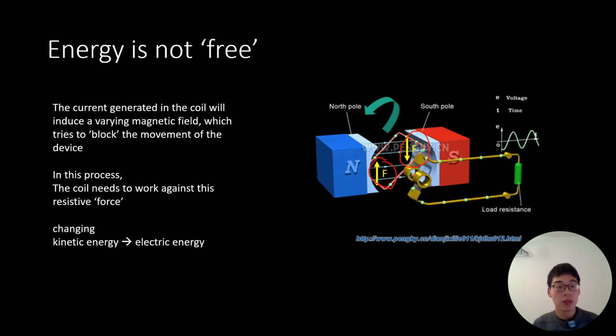And in this process, the coil needs to work against this resistive force. So say, for example, we turn our sharpener around, we need to work against the resistive force of the friction generated between the pencil and the sharpener. And here is the same thing. We rotate the motor around in the magnetic field loops, and then we need to overcome this force in order to generate a voltage. And in this case, we're changing the kinetic energy into electric energy. So energy is not free.